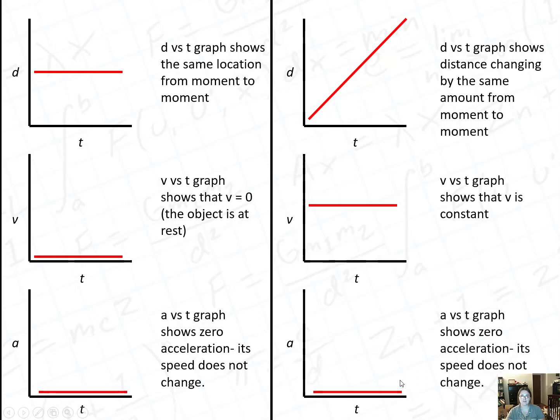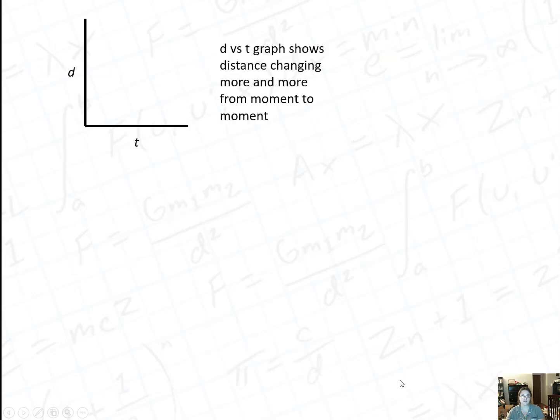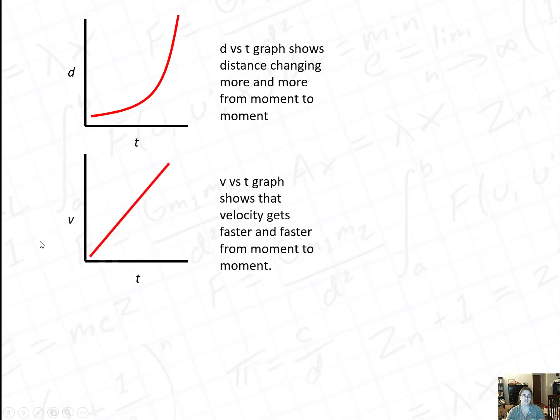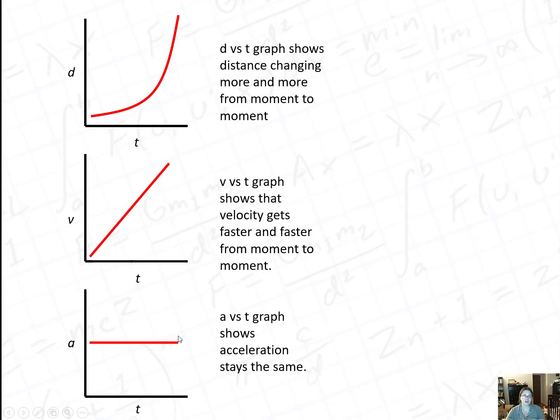It's down there at the bottom. The speed wasn't changing. Now here's one where the distance versus time shows that the distance is changing more and more from moment to moment, which means it's accelerating. And then the velocity versus time graph is going to go up at a constant rate because it is also accelerating. And then acceleration is some non-zero number. It could be negative, but in this case, the velocity versus time slope is positive, so it will be positive.